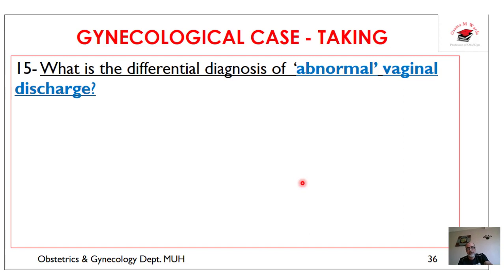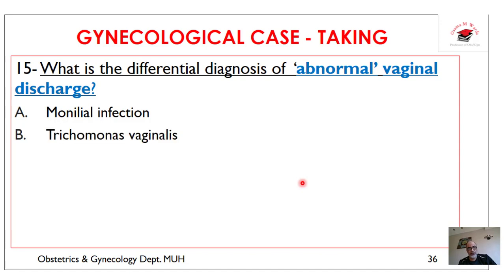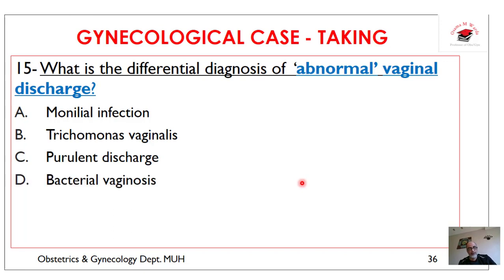What are the differential diagnoses of abnormal vaginal discharge? Abnormal vaginal discharge may be monilial, may be trichomonal discharge, may be purulent vaginal discharge due to bacterial vaginosis, or purulent due to cervical infections, may be urine in vesicovaginal fistulas, may be amniotic fluid in cases of pregnancy.